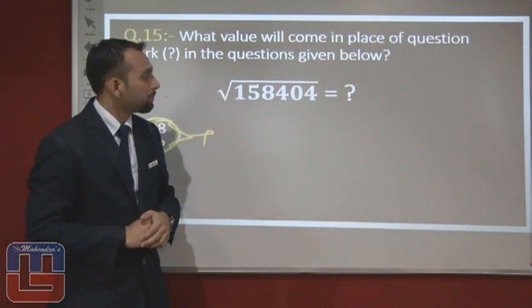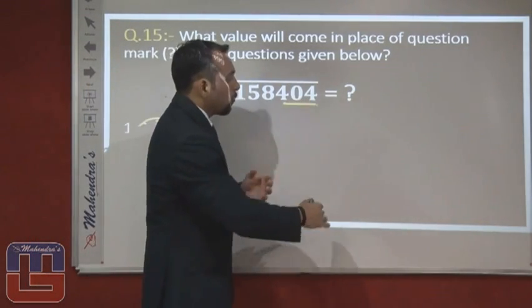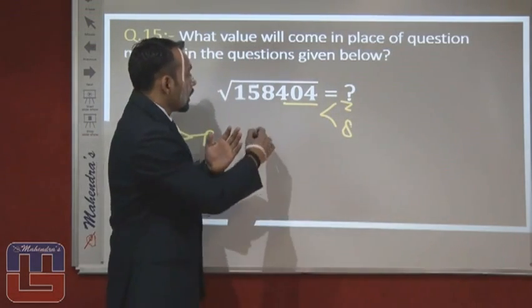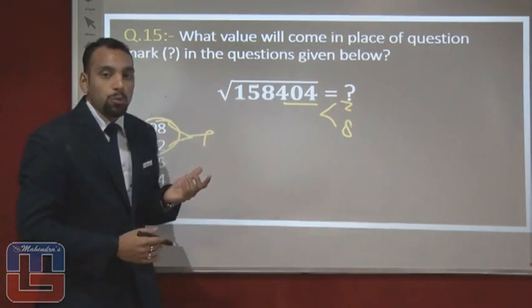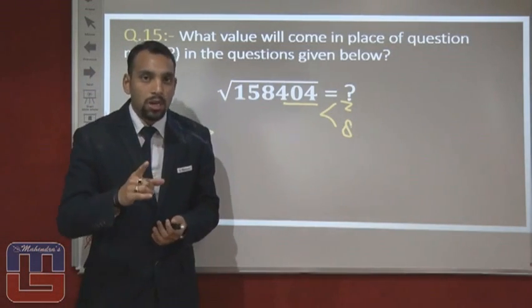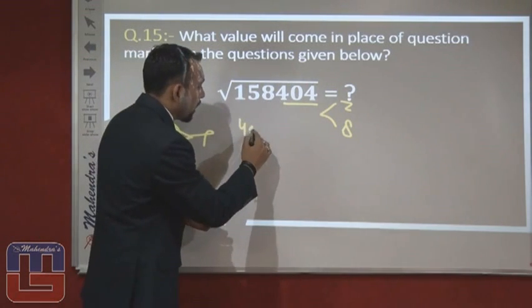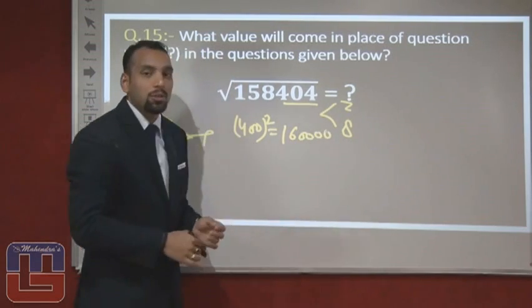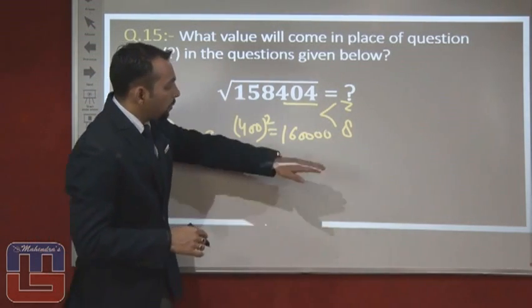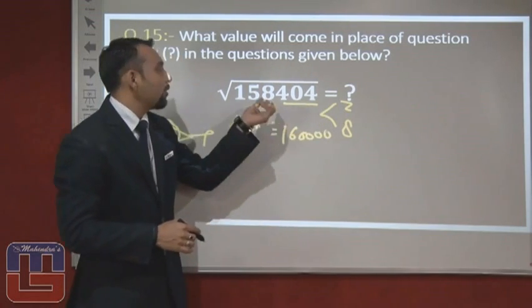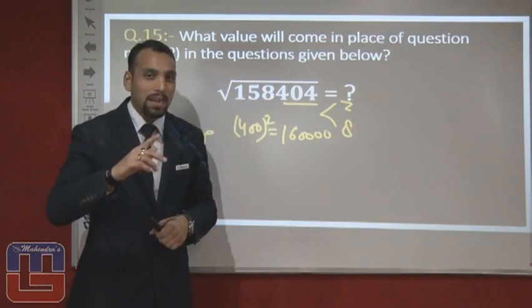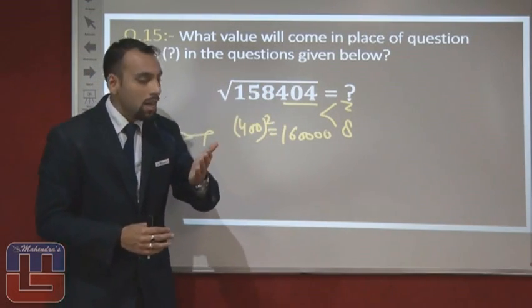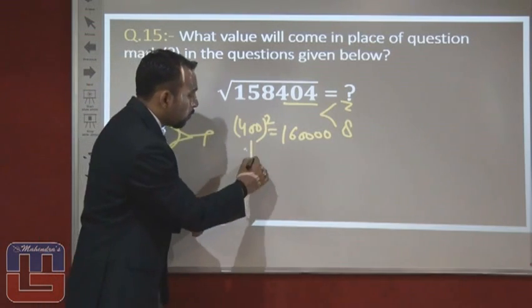Now see how we will find. Here it is 404. That means the last digit will be 2 or 8. This is clear. Now these 398, 392 are closer to 400, or we can say that the square of 400 is 160000. Now see, the difference between this 160000 and 1584040 is a minor difference. So we can say that the answer may be nearest to 400.